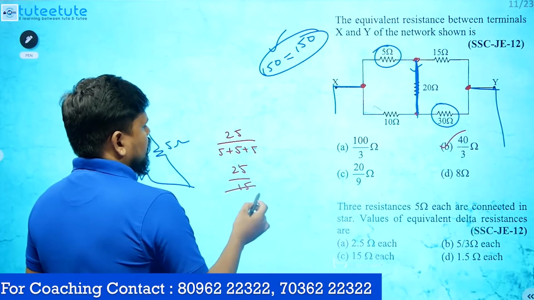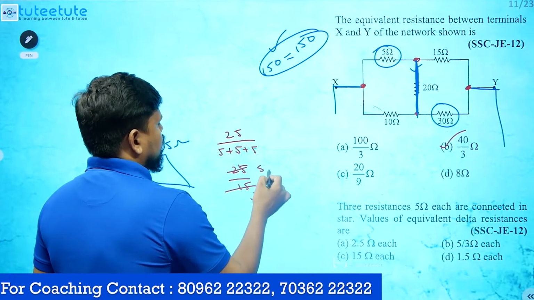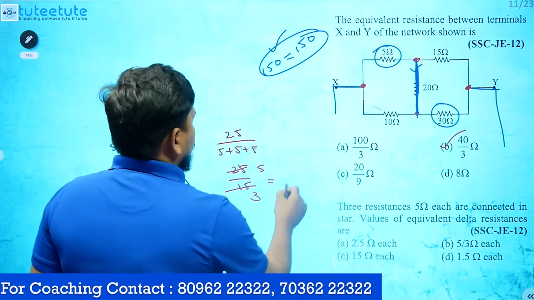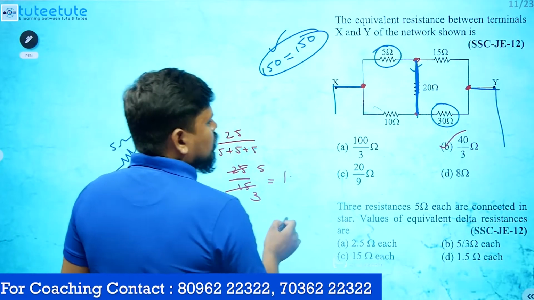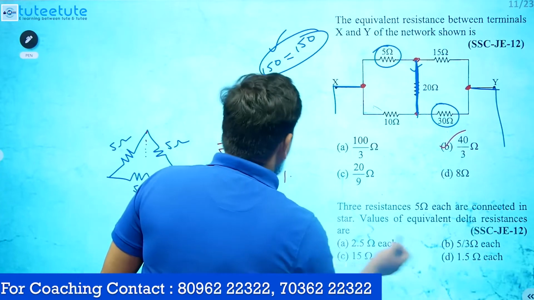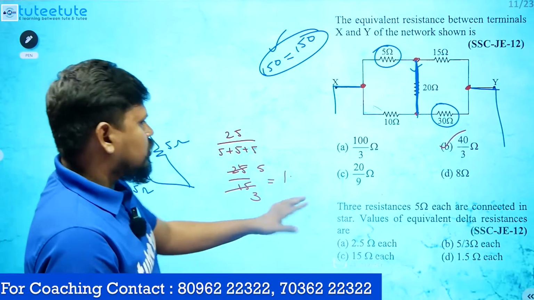So then 5 3s and 5 5s. 5 by 3 is nothing but 1.33 you will get. So 5 by 3 is the option in that way. Maybe they have confused while giving the question.